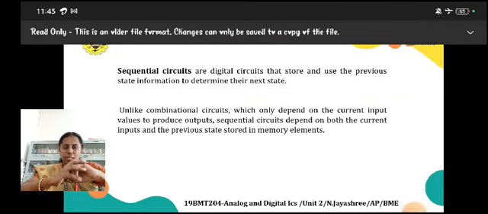So what do we mean by sequential circuit? Sequential circuits are digital circuits that store and use the previous state information to determine their next state. Unlike combinational circuits, which depend only on the current input values to produce outputs, sequential circuits depend on both the current inputs and the previous states stored in memory elements.